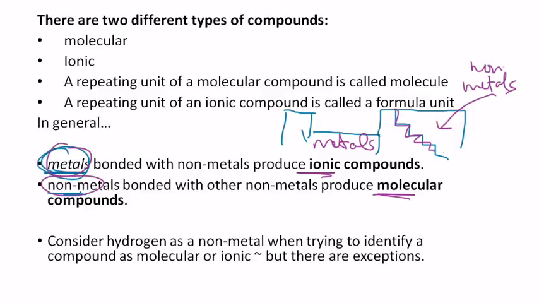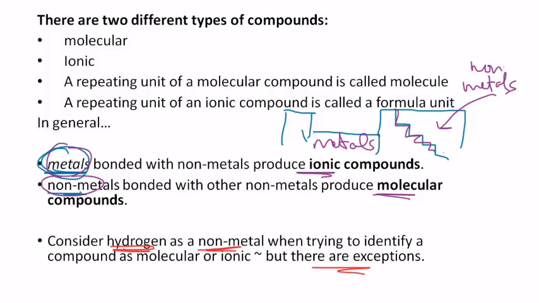Now, you might be wondering, on my periodic tables, I actually have hydrogen associated with 1A, and I also have hydrogen over the halogens associated with 7A. So hydrogen, for purposes of identifying a compound as molecular or ionic, we consider a nonmetal. But there are exceptions, and they're coming up.